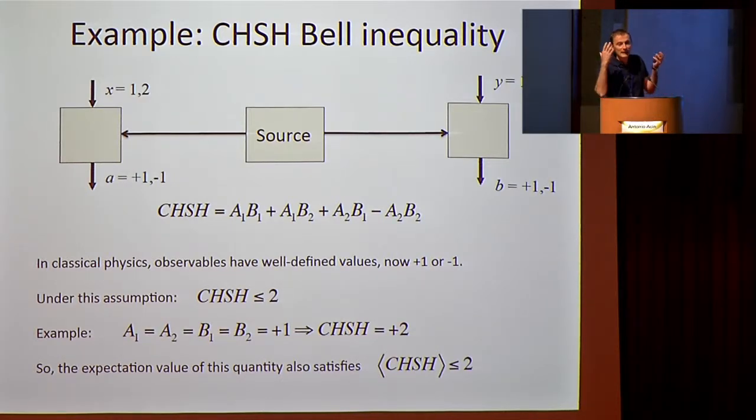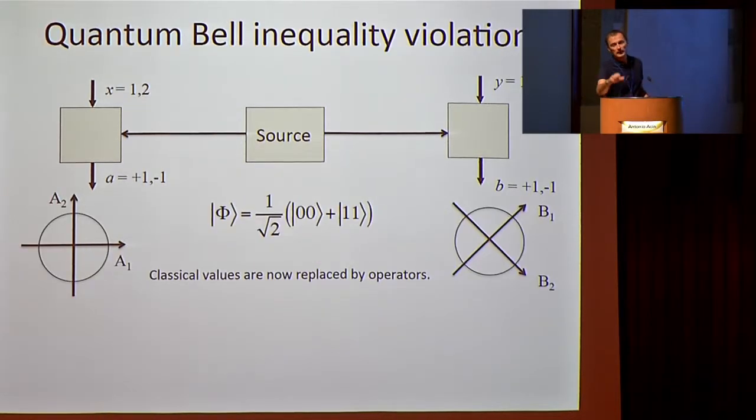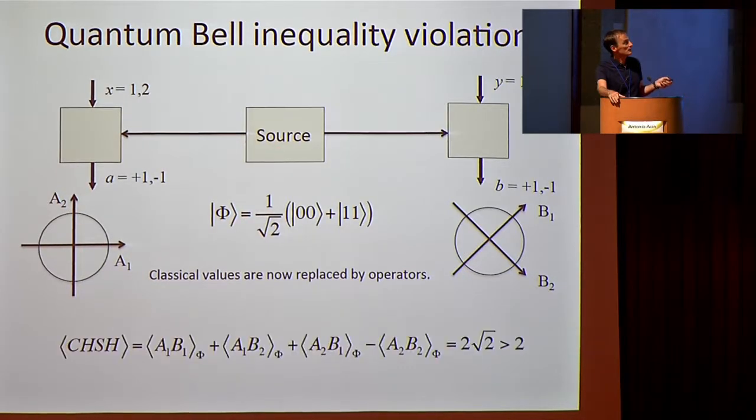So in our classical way of understanding correlations, where everything was prepared at the source, the value of this quantity has to be at most 2. Believe me, if you go to quantum physics, you prepare here 2 particles in this state and you implement these measurements, you get 2 square root of 2.